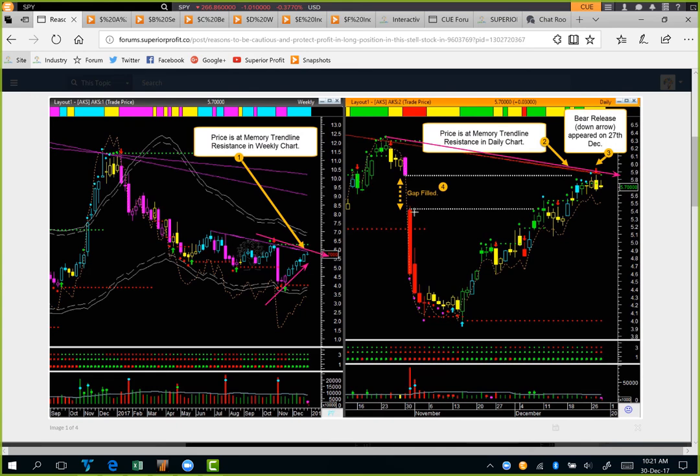Earlier, there was a big gap, and from where price dropped, probably because of earnings disappointment, and this up move had filled the gap. However, at the right edge, it was at multiple memory resistance lines, weekly and daily, and at the top of the gap. So that may result in additional sellers to come in and push price lower.